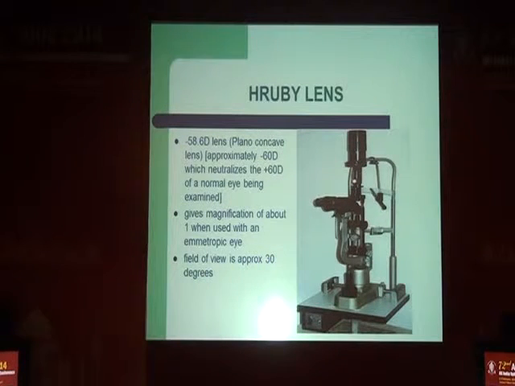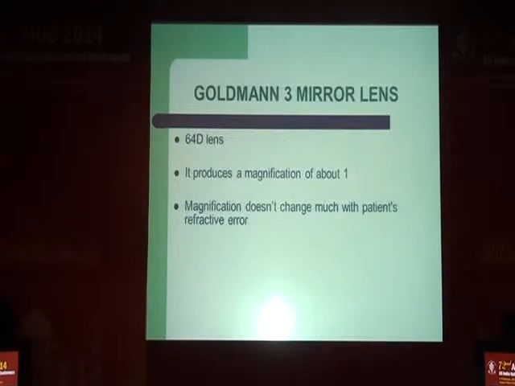The -60 diopter neutralizes the +60 diopter refractive power of a normal eye. And that's how it gives a magnification of exactly about 1 when used with an emmetropic eye. The field of view of this ruby lens is approximately 30 degrees.